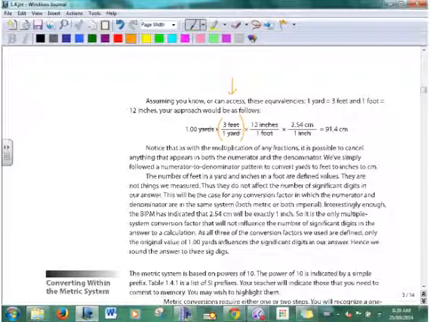Okay, now why do I put feet on the top and yard on the bottom? Because if I don't, the yards don't cancel out. Okay, I want to get rid of yards. I want to make it feet. Yard divided by yard, it's gone. This is now in feet. 1 yard is 3 feet. 1 times 3.